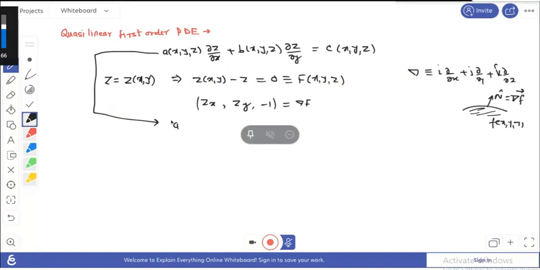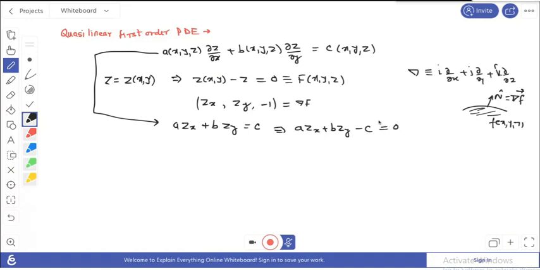Okay, and this equation can also be written in this form: a, which is a function of x, y, z, times zx plus b times zy equals c. Or you can write a zx plus b zy minus c equals 0. We can write this in the vector notation i, j, k. So this is the vector (a, b, c) dot (zx, zy, -1). Okay, so if we take the dot product of these two, we get a zx plus b zy minus c that equals 0.